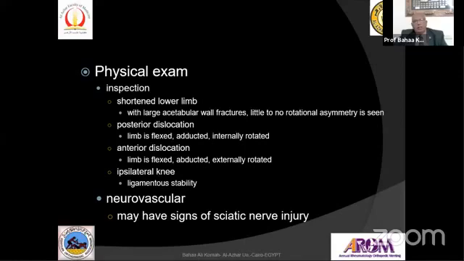When you examine, inspection is very important. There is a shortened lower limb. In the posterior dislocation, the limb is flexed, adducted, internally rotated. In the anterior dislocation, the limb is flexed, abducted, externally rotated. And also the ipsilateral knee may have some ligament laxity. Also, don't forget the neurovascular examination, and maybe you will find a sciatic nerve injury.